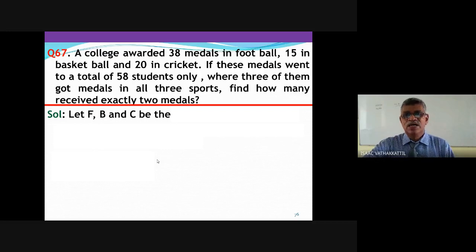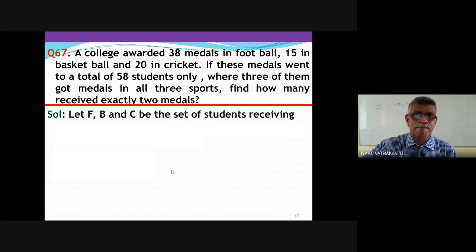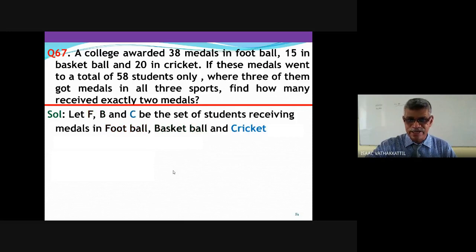F is the set of children who got medals in football. B is the set of students receiving medals in basketball. And C is the set of students receiving medals in cricket. Football, basketball, and cricket. So what is given? 38 in football, that is, number of F is 38.